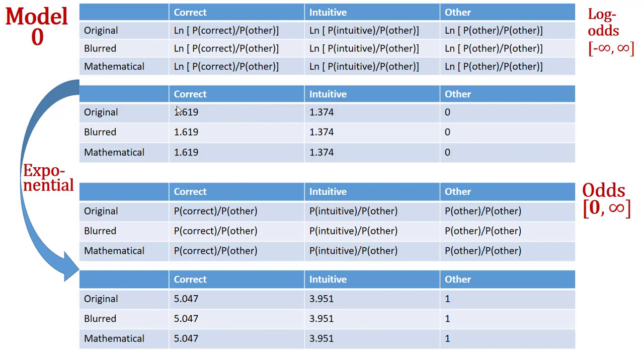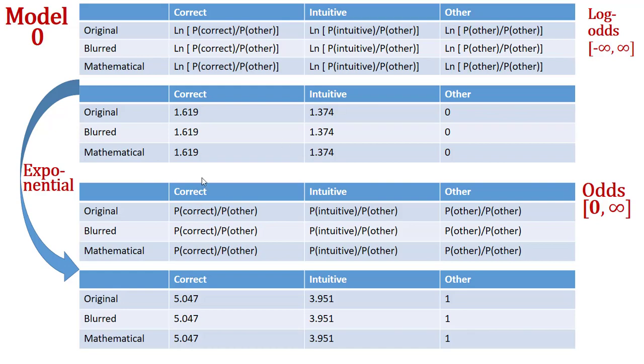So let's go convert these values, 1.619 and 1.374, into odds. So we've got log odds and we want to convert that into odds. And I'm going to come back to the log odds. Why do we want log odds?